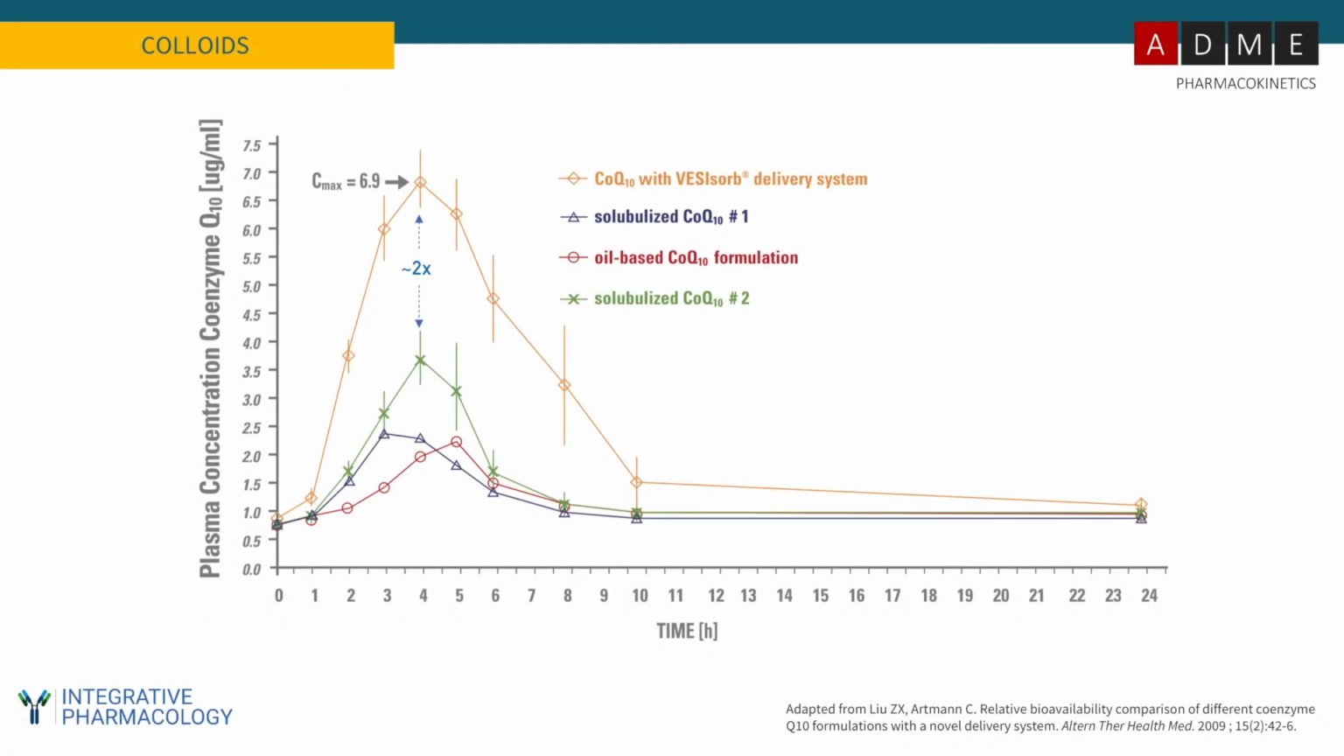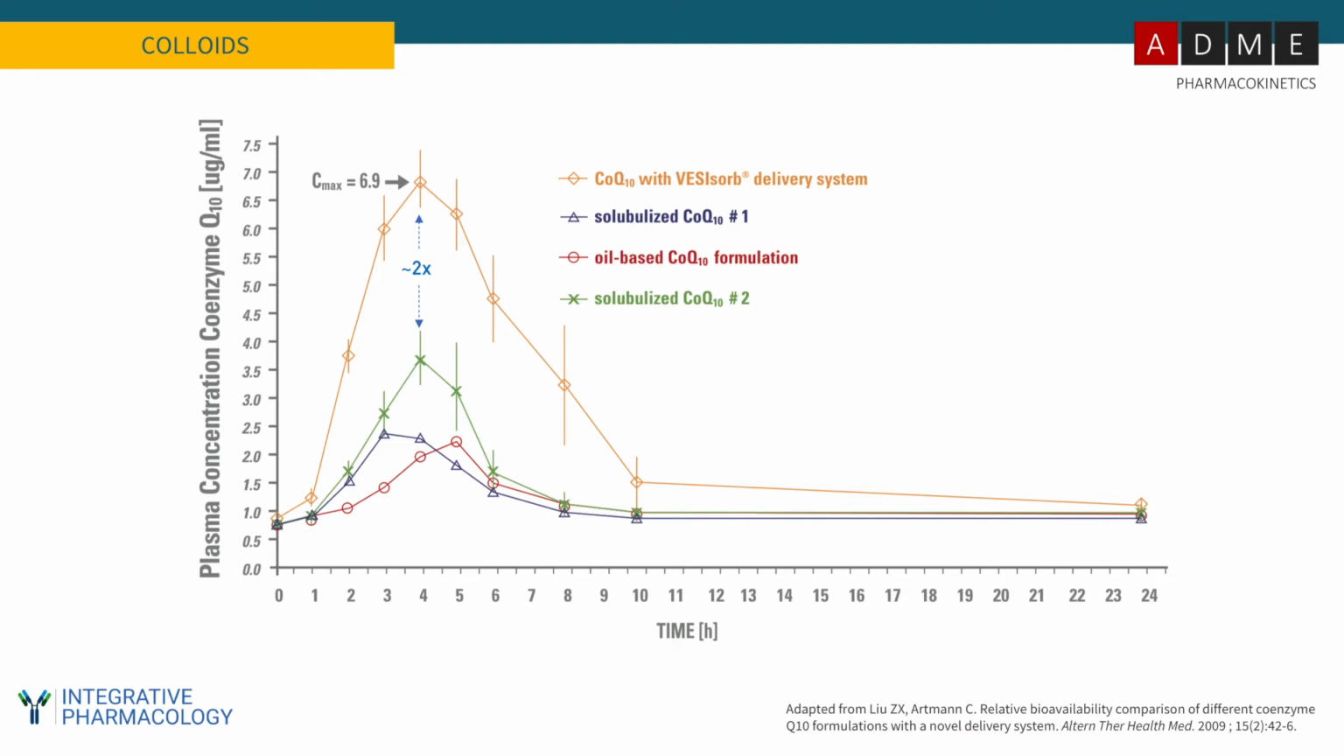Here's an example of a colloidal system where we have coenzyme Q10 in the Vesisorb delivery system, which is a self-assembling colloid, and the Cmax of CoQ10 was significantly higher for the Vesisorb system compared to these other formulations. Now, take note that there are two solubilized coenzyme Q10 formulations that were included in this study, and the Vesisorb delivery was superior to both.